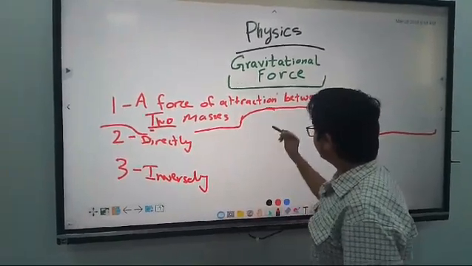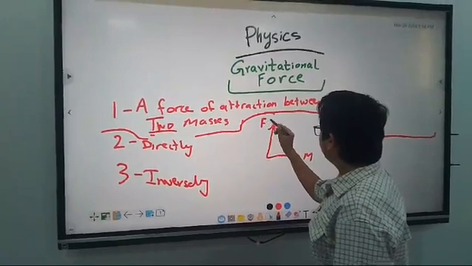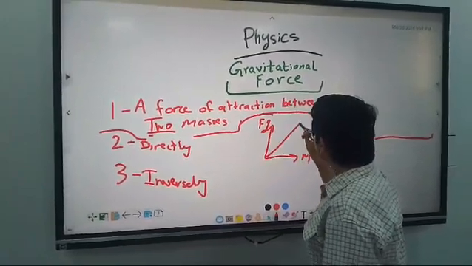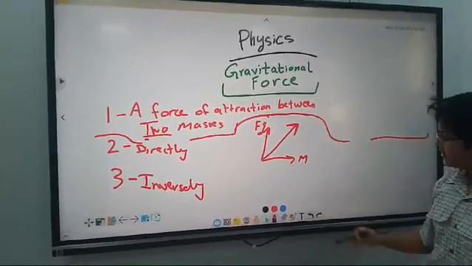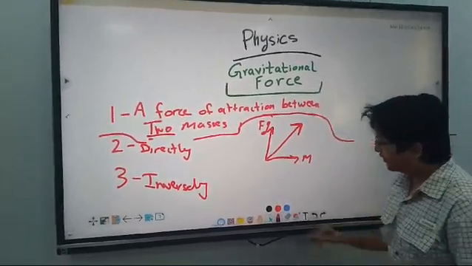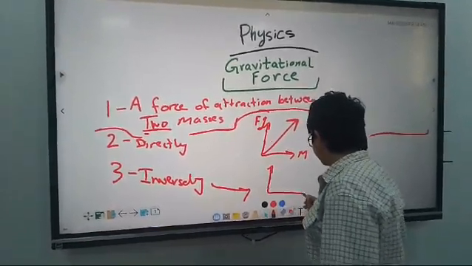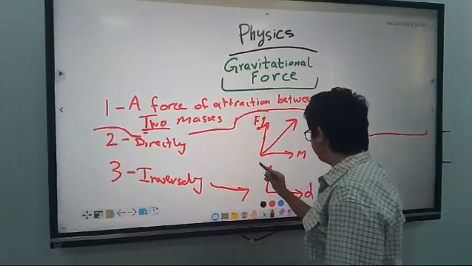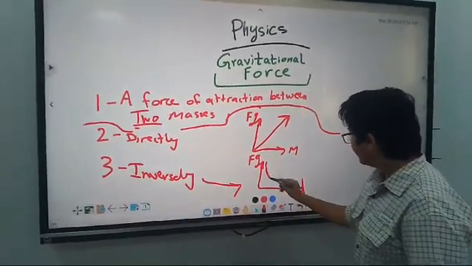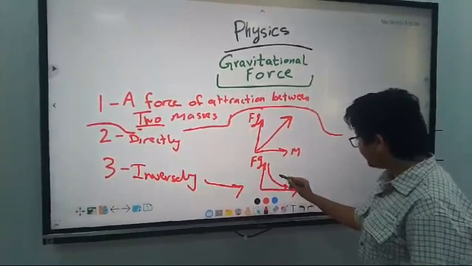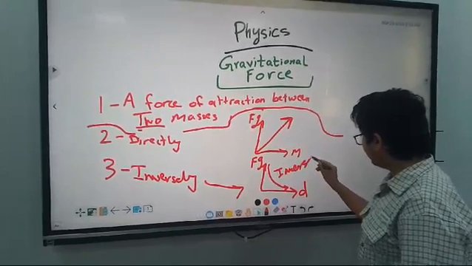And the final thing I want to explain are the graphs for the mass and for the distance. So for the mass, it's linear. As mass increases, the force will increase exactly the same amount as the mass. But for the distance, as distance increases, the force of gravity will decrease. And this graph is called inverse. This is an inverse graph.